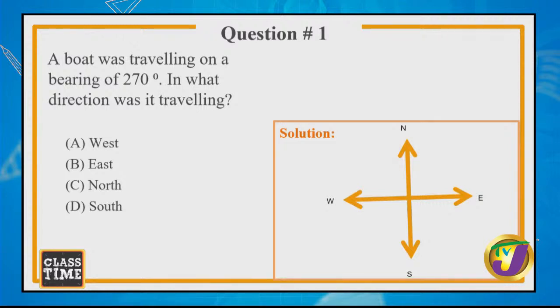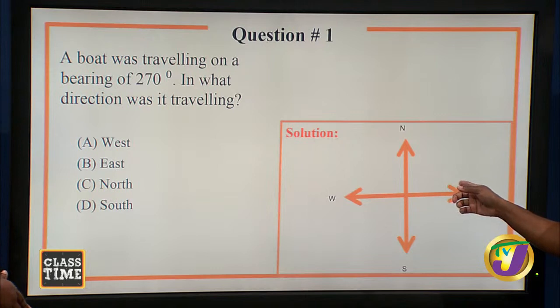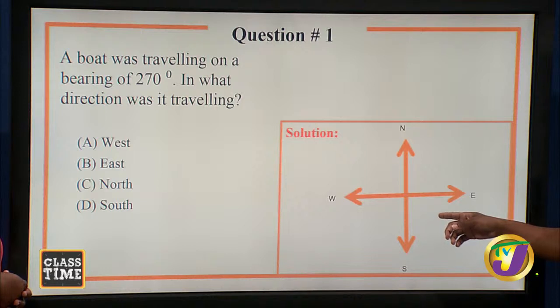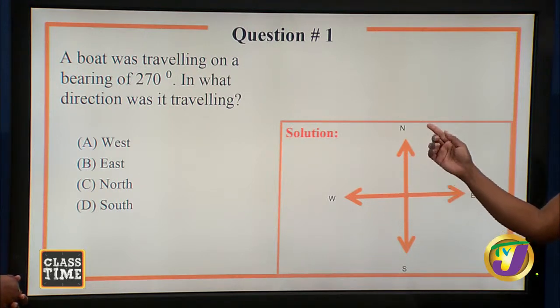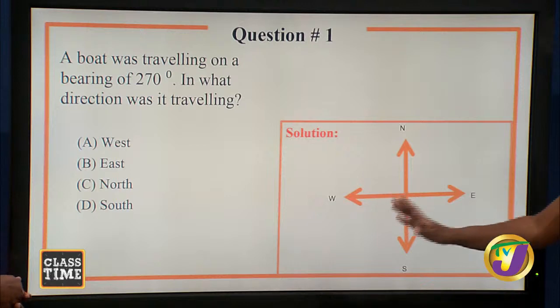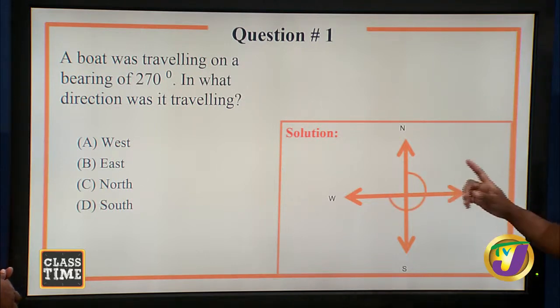Looking at it, measuring in a clockwise direction, where will 270 degrees fall? Well, what I know is that in the first quarter I have 90 degrees. When I go down to the second quarter, I am going to have 180 degrees. So the 270 degrees would come somewhere on the left-hand side of the compass, exactly where west lies. And that is what is illustrated there for us.